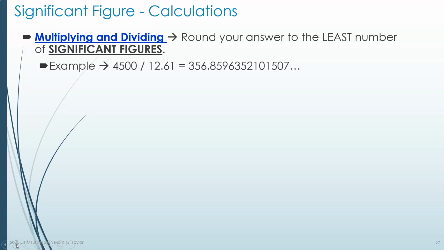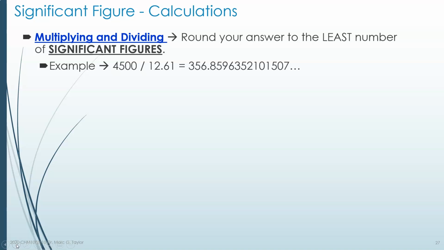So the rule says, look at each of the component numbers, 4,500 and 12.61, and since you are dividing or multiplying these numbers, you look at the one that has the least number of significant figures, which is 4,500, which only has 2 significant figures. Therefore, you need to round your answer to 2 significant figures, or to the nearest 10 in this case.